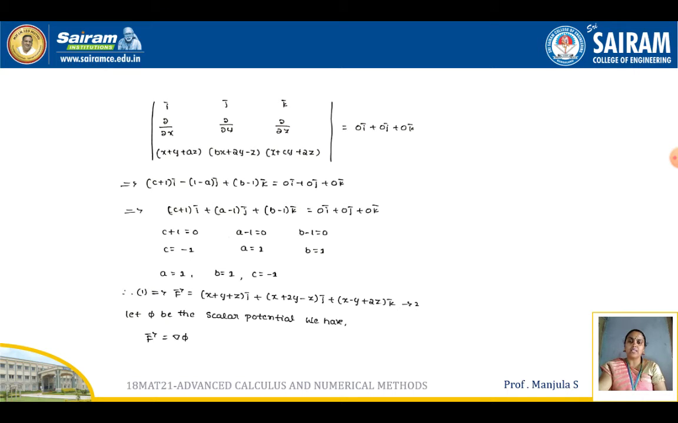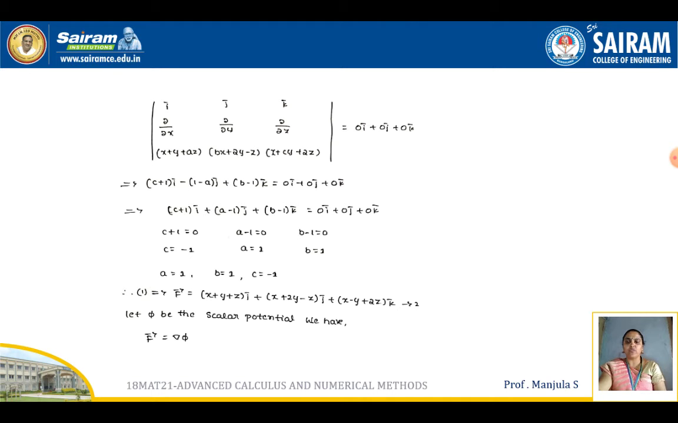After getting these three constant values of a, b, c, you just substitute in the given vector f equation, so that the vector f equation can be written as (x plus y plus z) i cap plus (x plus 2y minus z) j cap plus (x minus y plus 2z) k cap. Take this as equation number 1.